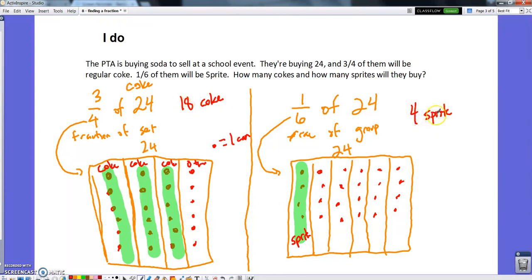So I'd have 18 Cokes, 4 Sprites, and what does that leave me? 2 more of something else, I guess. All right, so that's how you do it.